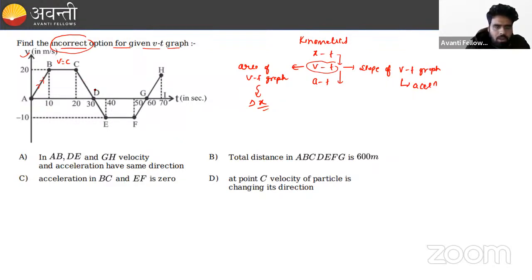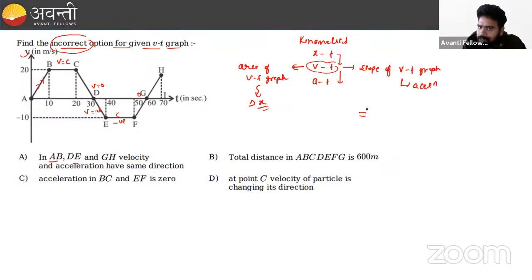C to D, velocity is also positive, but at point D velocity is 0. Here D to E velocity is negative. We can say E to F velocity is constant but negative. E to G velocity decreases in magnitude. At point G velocity is again 0, and at point H it increases to 20 meters per second. So let us check the first option: in AB, DE and GH, velocity and acceleration have the same direction.